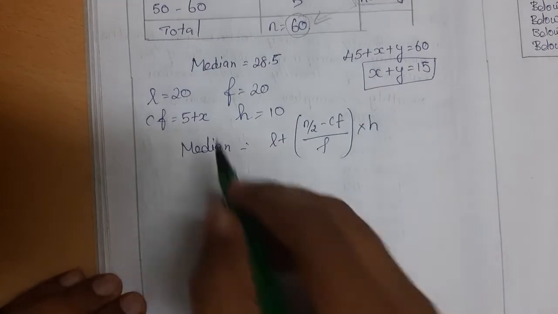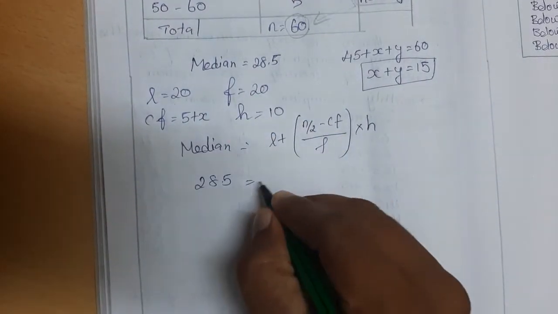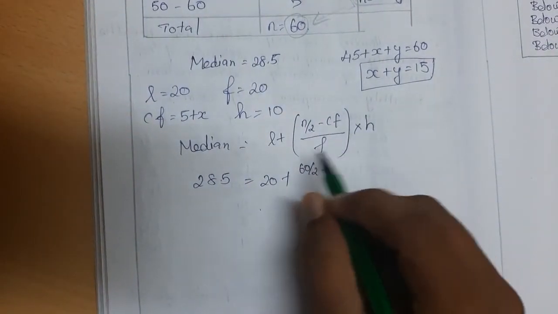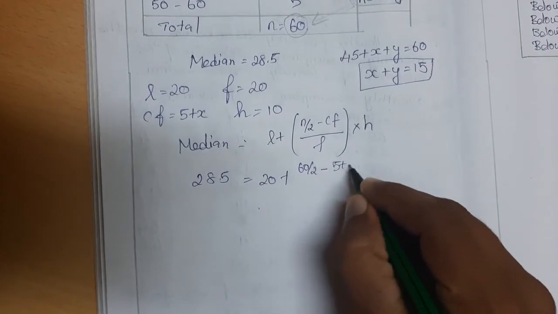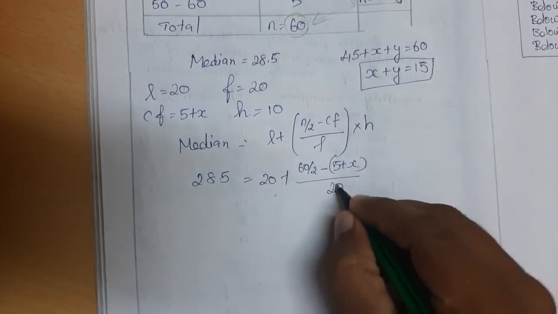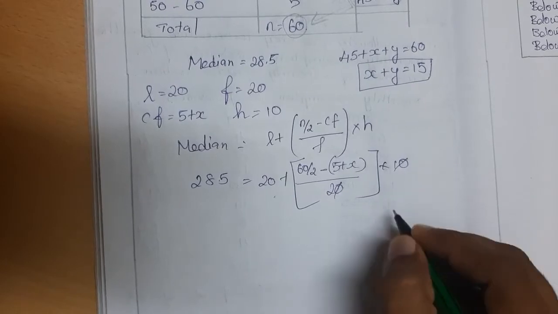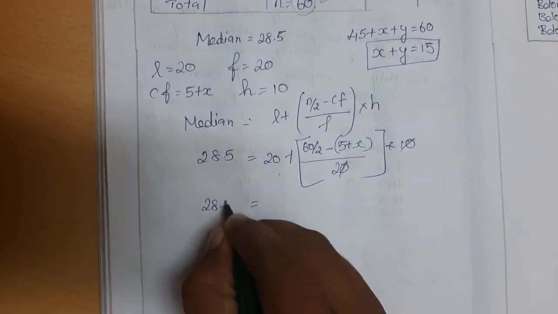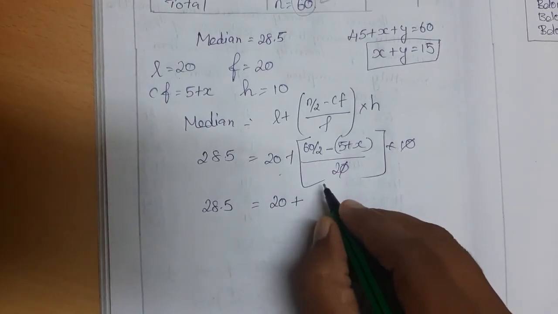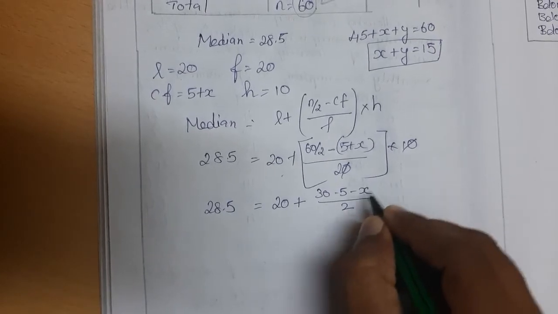So we know that the median is given as 28.5, which is equal to the lower limit 20 plus n, which is 60 by 2, minus cf, which is 5 plus x. It's a minus, so we're just putting a bracket, and frequency f is 20 into the height 10, right? The 0 we can cancel, so we'll be getting 28.5 is equal to 20 plus 60 by 2 is 30 minus 5 minus x divided by 2.